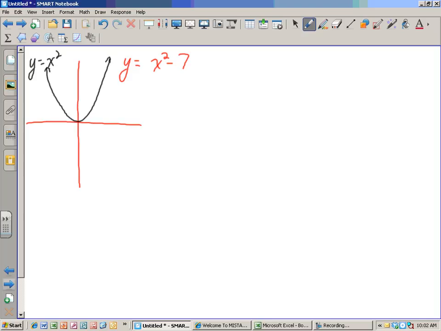Here's y equals x squared in black. If I were to graph y equals x squared minus 7, it's going to be the same width, and that's one of the things you can say. The reason it's going to be the same width is because we just have an x squared. We don't have 2x squared or 1/2 x squared. It is the same width, but we're taking the parabola and dropping it down 7 units.